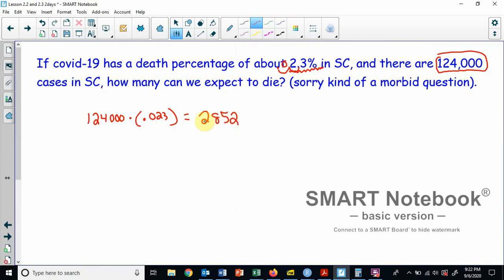2,852. Once again, I do not know if these are anywhere near the right numbers. Don't quote me on these. Don't get upset either way, because these could be completely false. I just grabbed them really quickly to make this example.